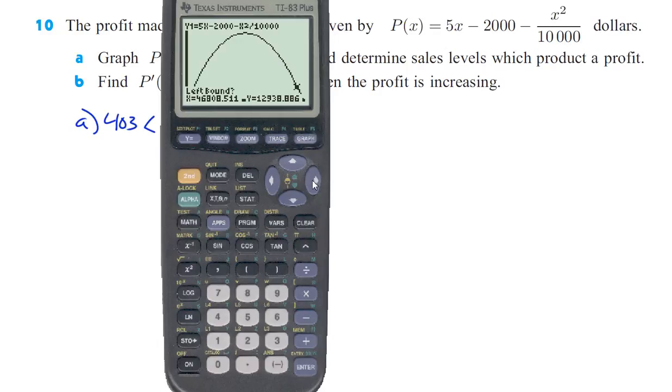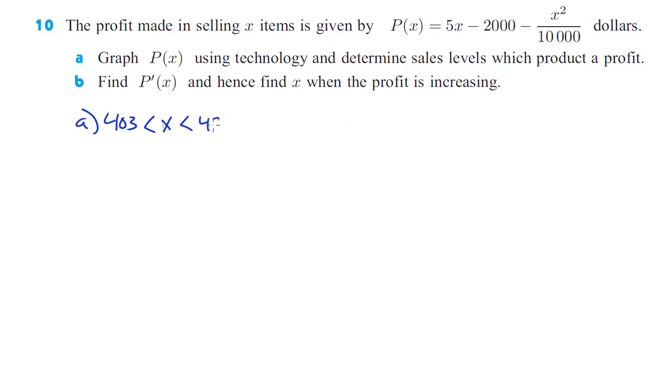Okay, I paused it and got it farther over there. Here it is. So again, we're still positive here, so we're okay. And then I just want to move this over until that y value here has turned back into a negative, which it has. Push enter again, and then that x value is, wow, 49,597, we'll call it. Okay, so that's the sales levels which produce a profit.